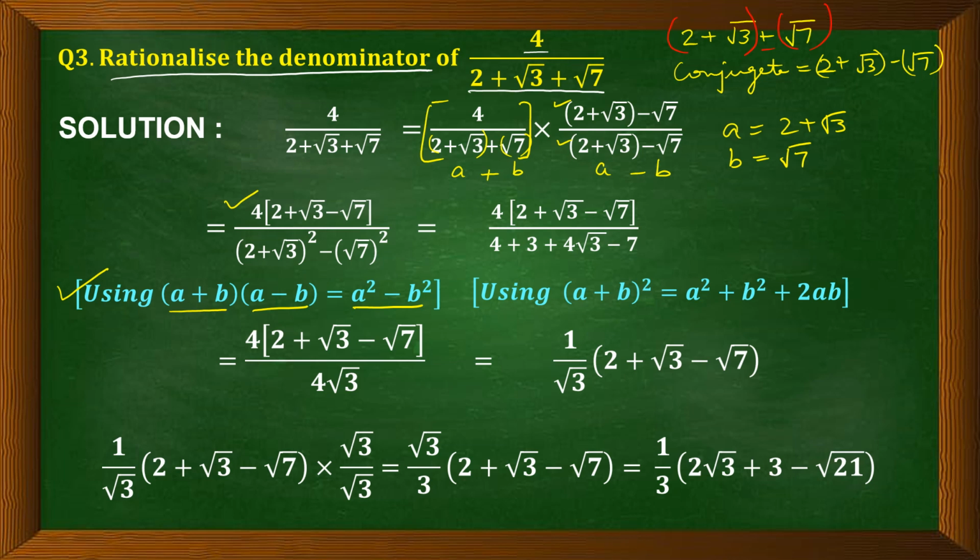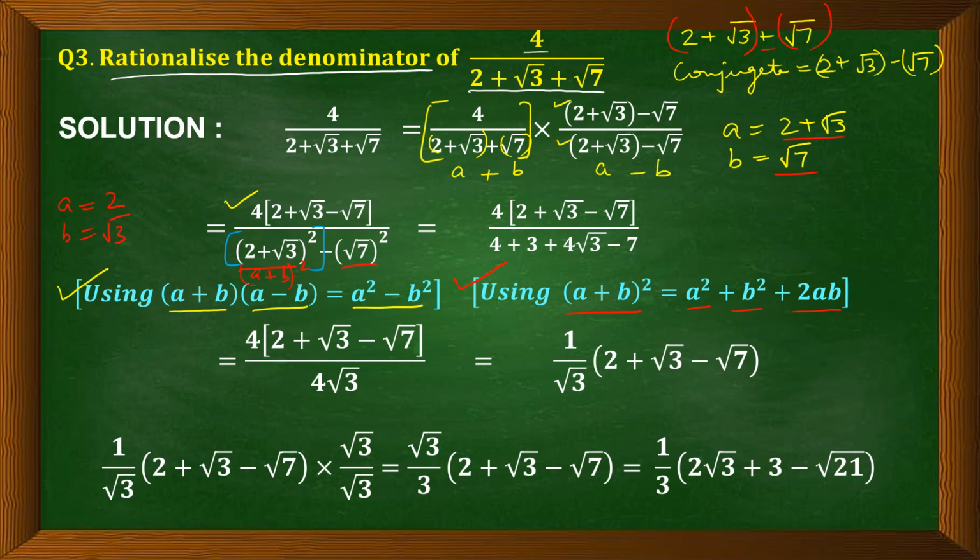Now what is our A? A is 2 plus root 3, so square of 2 plus root 3. B is root 7, so square of root 7, right? B square, A square minus B square. Now this identity, if you look at this, square of 2 plus root 3, doesn't it resemble A plus B whole square, where I can say my A is 2 and B is root 3. So now over here I am going to use the identity A plus B whole square, which says that A square plus B square plus 2AB.